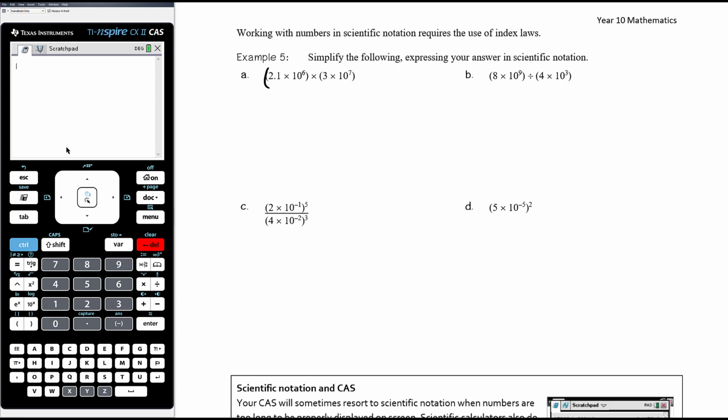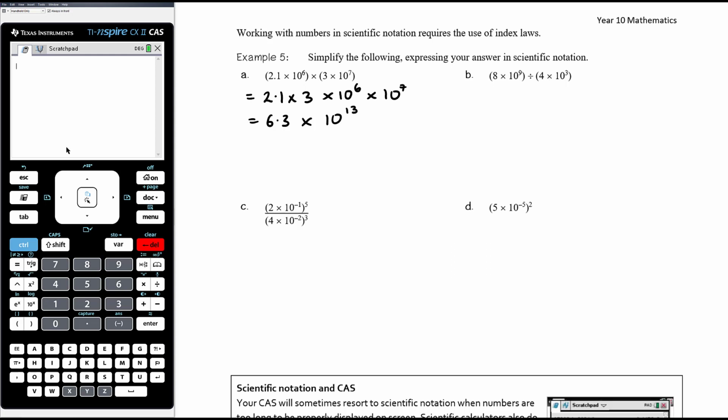Now, these brackets are completely meaningless because the only operation in all of this is multiplication. They're really just there to define the two scientific notation numbers, but they're irrelevant. So I can do the multiplication in any order. So I'm going to do 2.1 times 3 and 10 to the power of 6 times 10 to the power of 7. So 2.1 times 3 is 6.3 multiplied by, we add powers when we're multiplying, 10 to the power of 6 plus 7 is 10 to the power of 13.